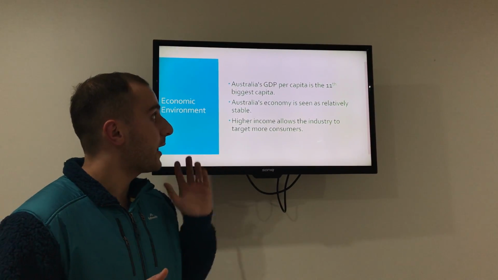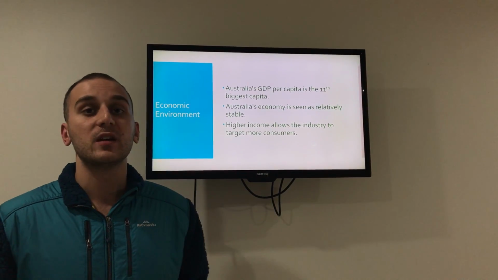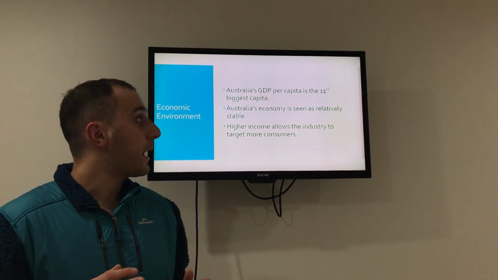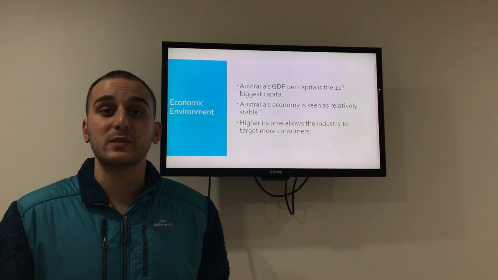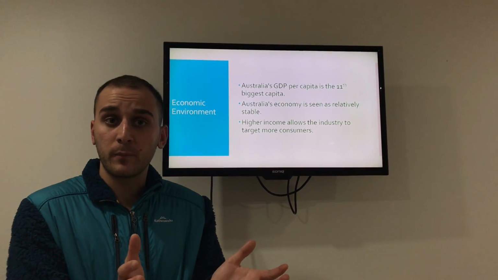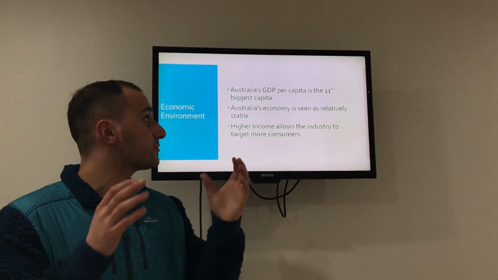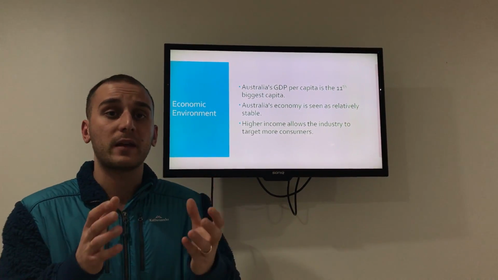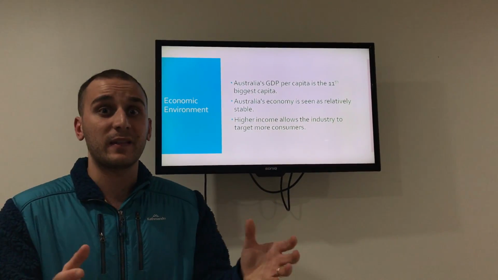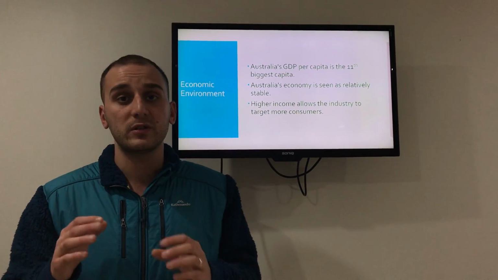So the first variable is the economic environment. Australia's GDP per capita is the 11th biggest in the world, which is considerably good considering the size of Australia. So therefore, it's more attractive for people in the confectionery industry to open up businesses. Australia's economy is seen as a relatively stable one, therefore making it really attractive for companies to come and invest and get the consumers. So the higher income as well allows the industry to target more consumers.